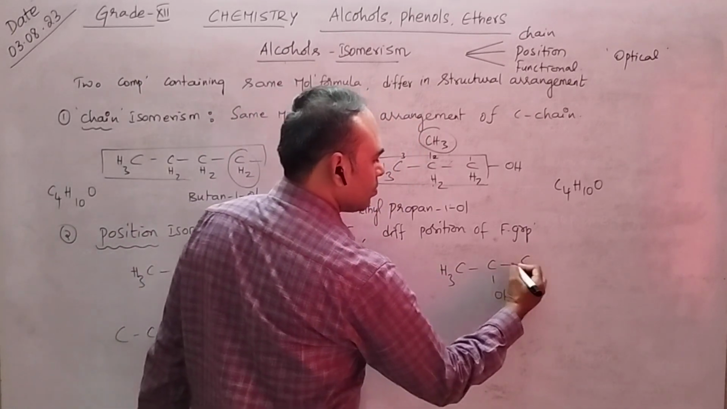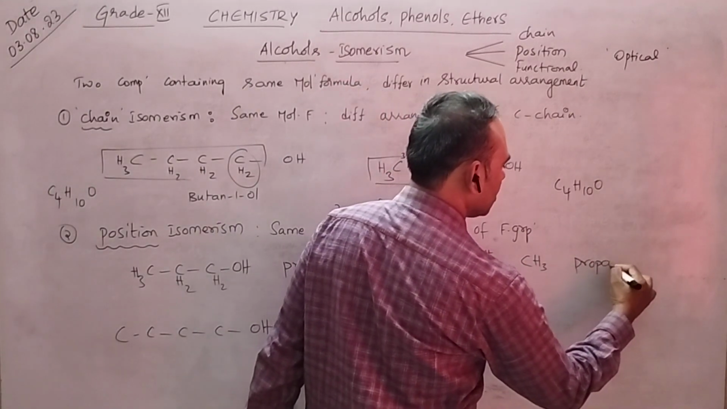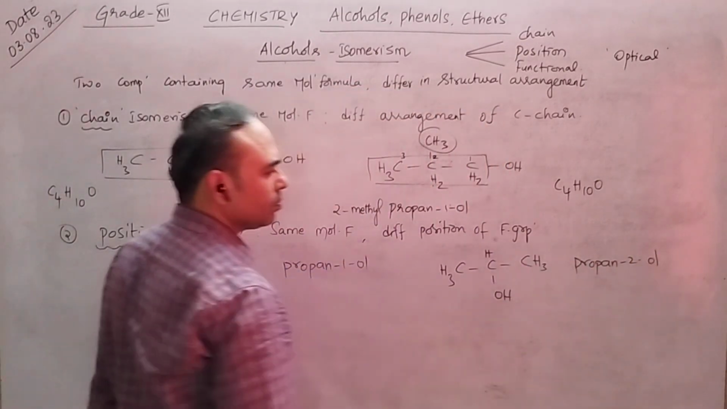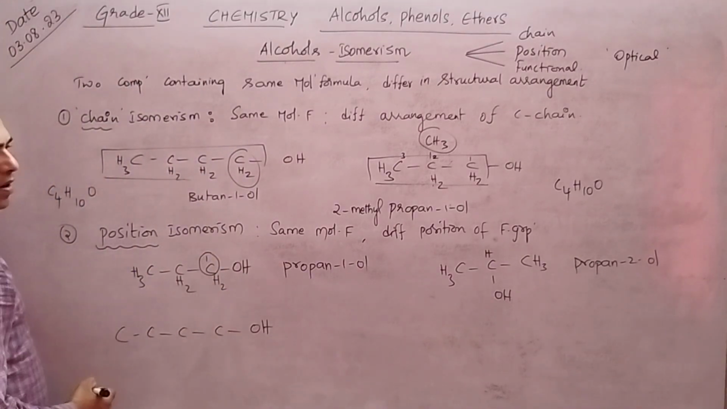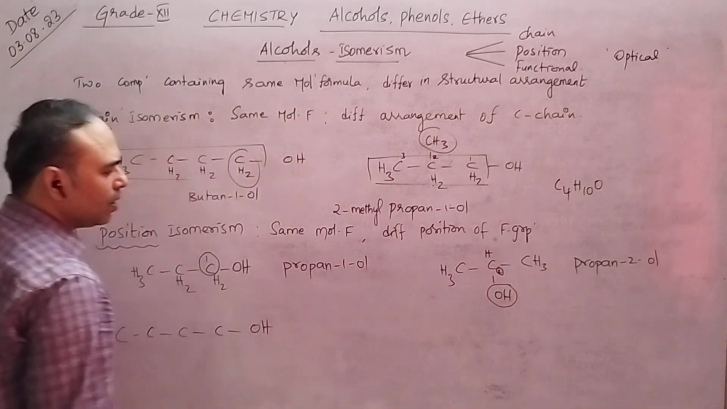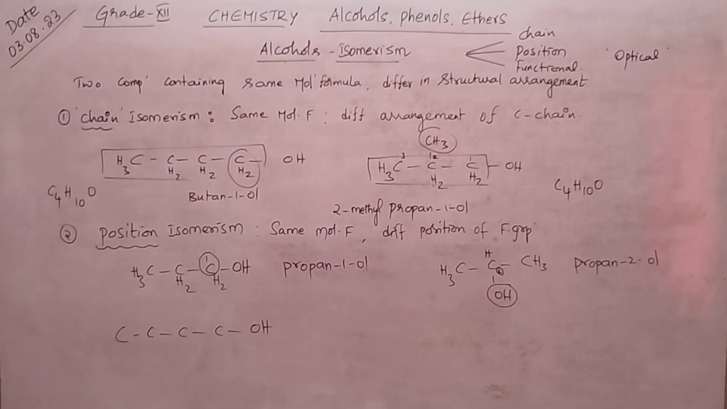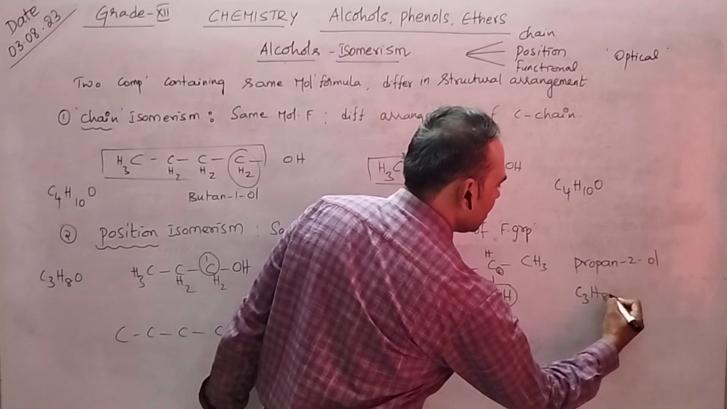It will become propane-2-ol. Hope you have understood this. What we have done, from first carbon we have changed the functional group to the second carbon. But if you observe the molecular formula, it is nothing but C3H8O. Here also the molecular formula is C3H8O.